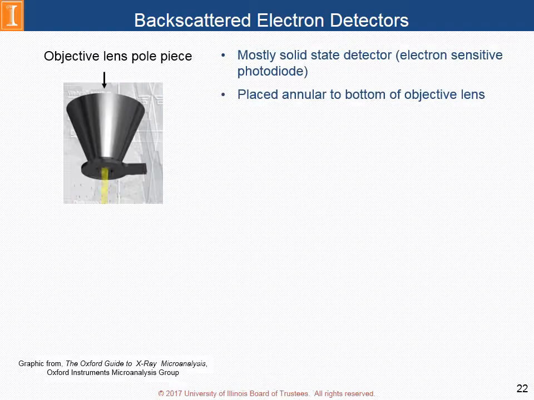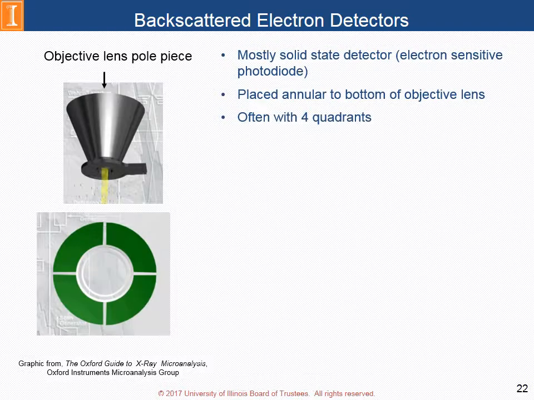Backscattered electron detectors are mostly solid-state electron detectors. It is placed annular to the bottom of the objective lens. Often it has 4 quadrants. The scintillator type detector is also available.